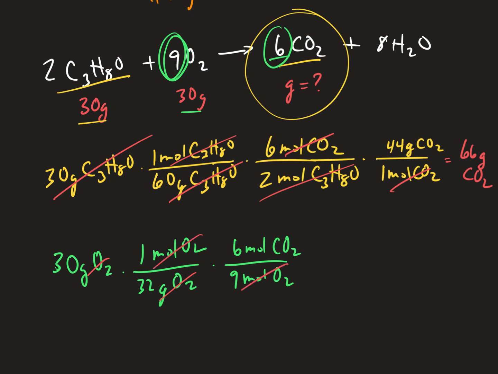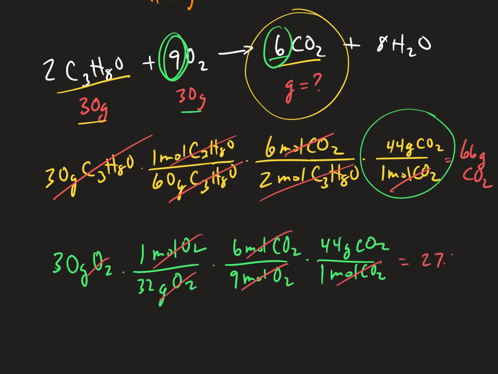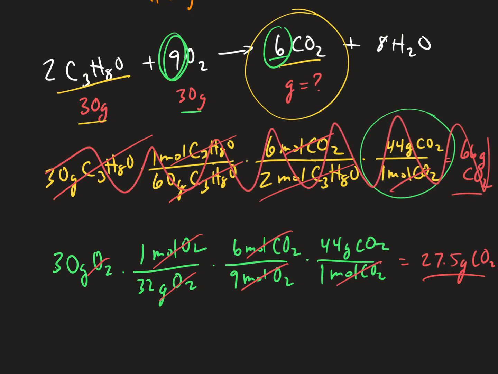That goes away. And now we do the molar mass of CO2. We're just going to copy and paste that guy right there. 44 grams of CO2 to 1 mole of CO2. And that tells us we get 27.5 grams of CO2. So which reactant is our limiting reactant? Oxygen again, because we produce a smaller amount, right? We cannot produce 66, so we're never going to use this, guys. That was just to see which one it is. So this is our theoretical yield.